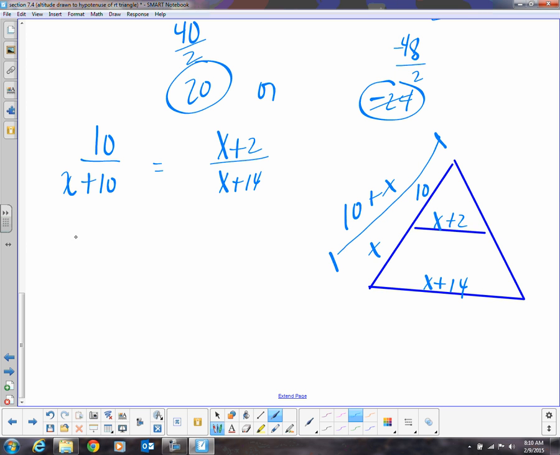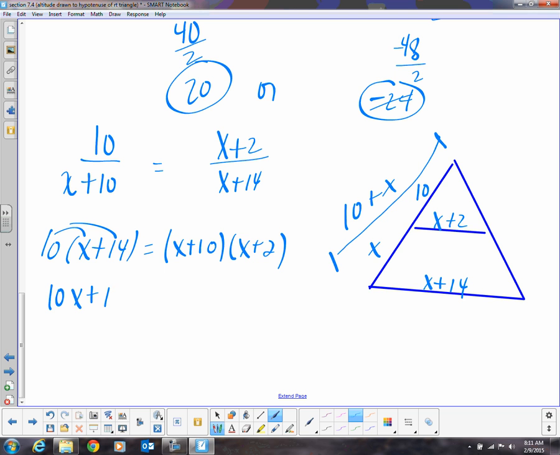So when you cross multiply, you have 10 times x plus 14 is equal to x plus 10 times x plus 2. Distribute. You're good at distributing. So if you don't remember how to do this, it's just double distributing. And you're good at distributing, so you should be good at this.